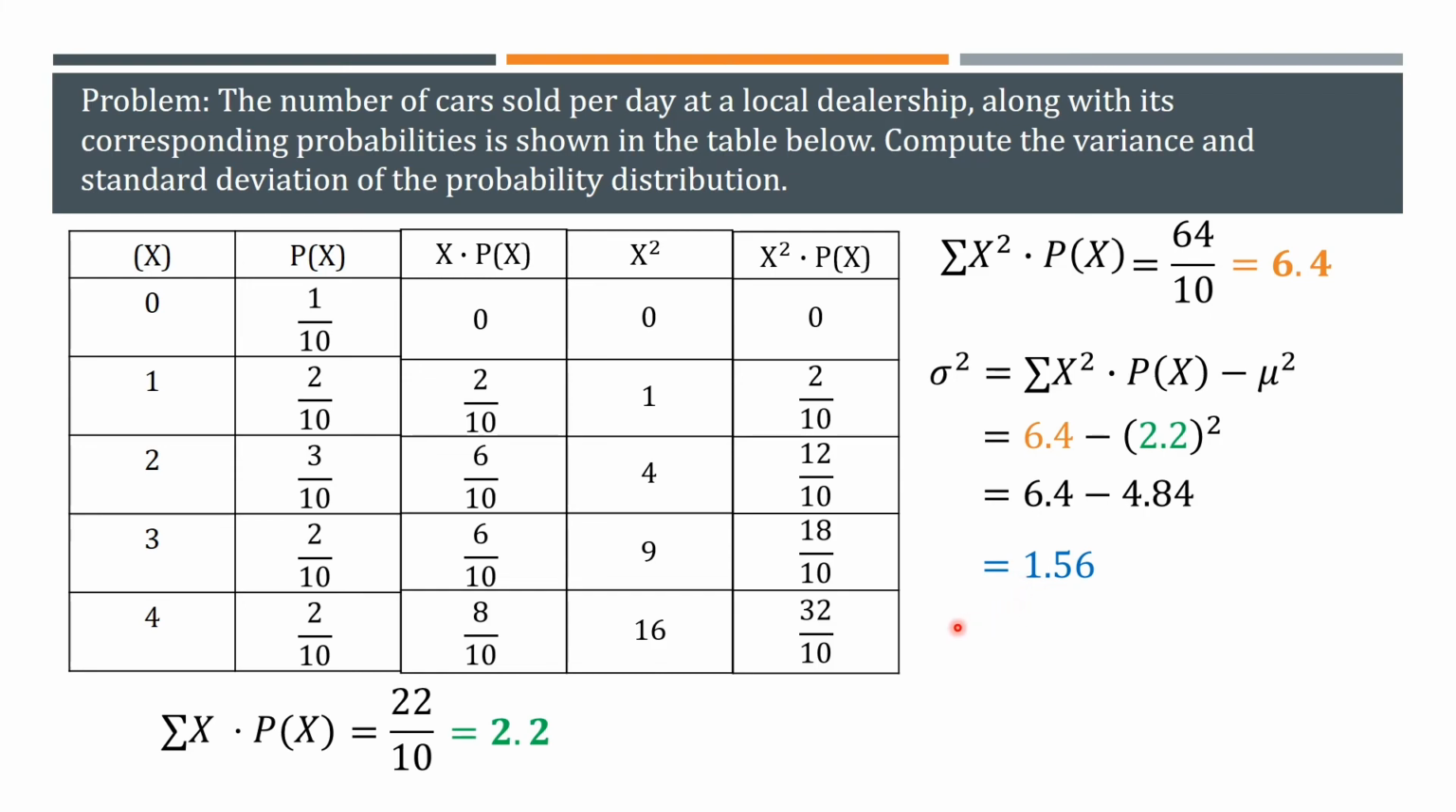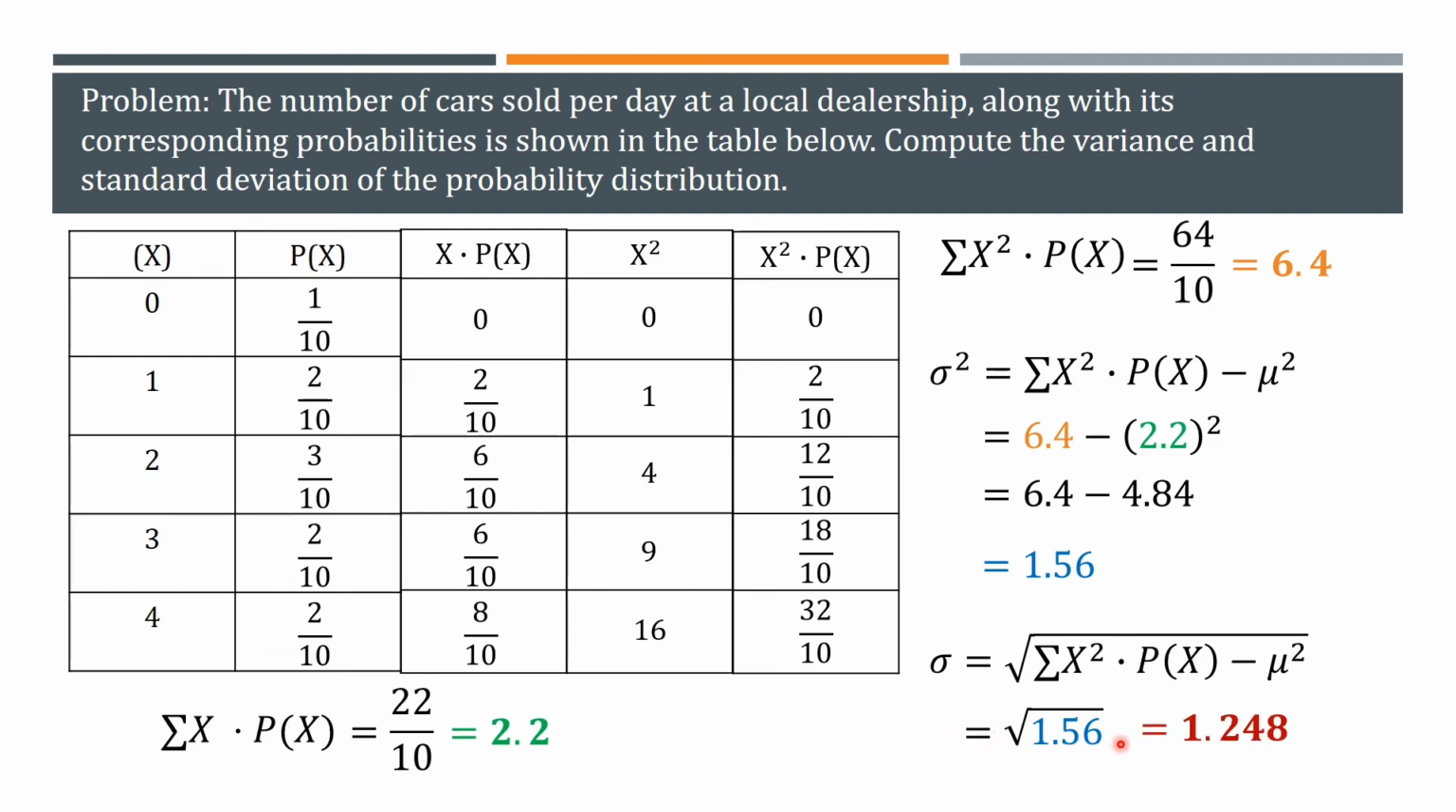And in order for us to get the standard deviation, we simply get the square root of our variance. Since the variance is 1.56, we just take the square root of 1.56, and that is 1.248. So the standard deviation of this probability distribution is 1.248.